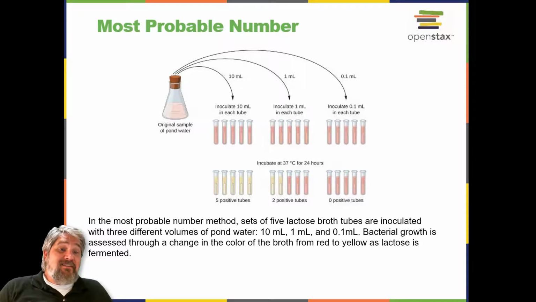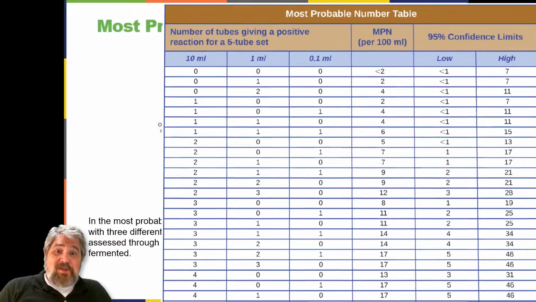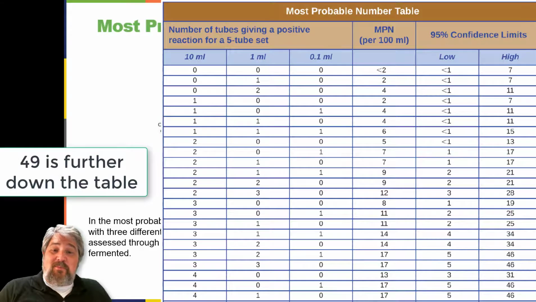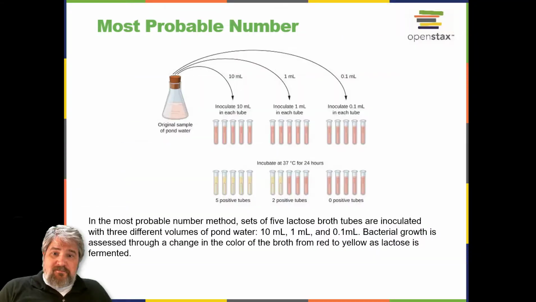The numbers 5, 2, and 0 are compared with Figure B1 and Appendix B, which has been constructed using a probability model of the sampling procedure. From our reading of the table, we conclude that 49 is the most probable number of bacteria per 100 ml of pond water. Okay, don't drink that water, but that doesn't sound like a cesspool or anything.